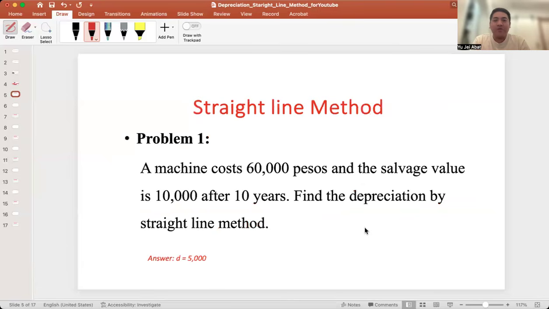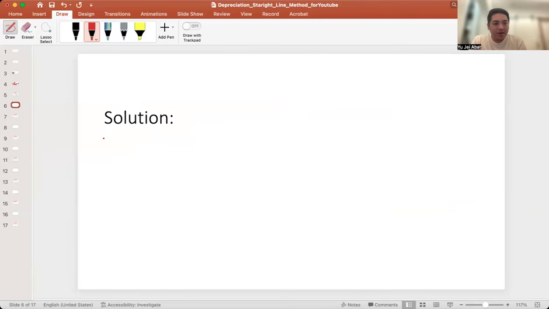Okay. So for problem number one, we have a machine that costs 60,000 pesos and the salvage value is 10,000 after 10 years. Find the depreciation by straight line method. So it means here in the problem that we are going to find the D, or the annual depreciation. So let's try. If the D is being found, we have C sub O minus C sub L all over L.